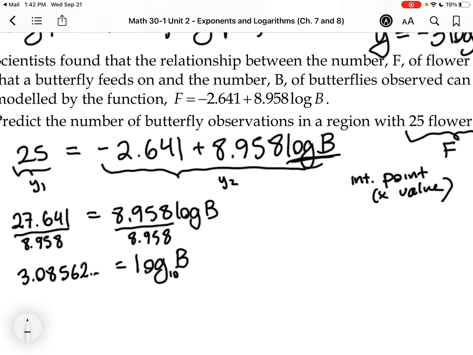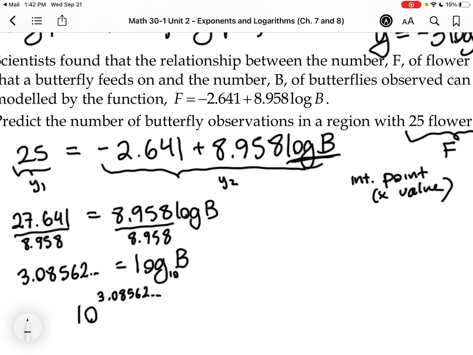Once you have isolated the logarithm, switch to exponential form, and you should be able to figure out the value of b. In exponential form, the base of the log is the base of the power. So the base is 10. The exponent is the value of the logarithm, so that's 3.08562, and it keeps going.